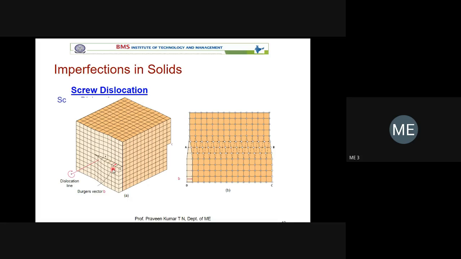So now this is the top portion of the crystal. This is the bottom portion of the crystal. This whole crystal will try to slip about the slip plane. You can see this is about the slip plane. If this particular plane or line of motion is moved by 1 mm, then your Burgers vector is also 1 mm.